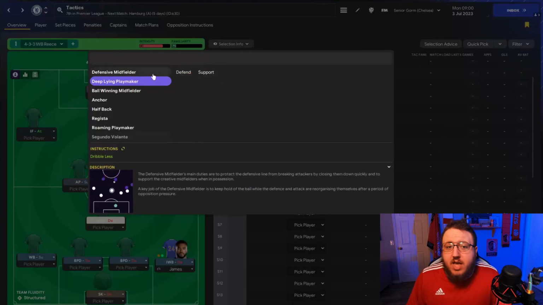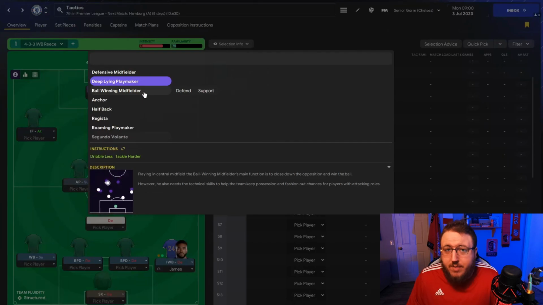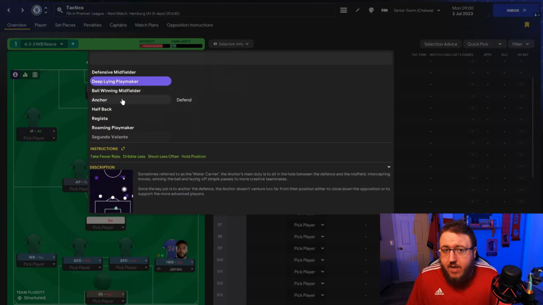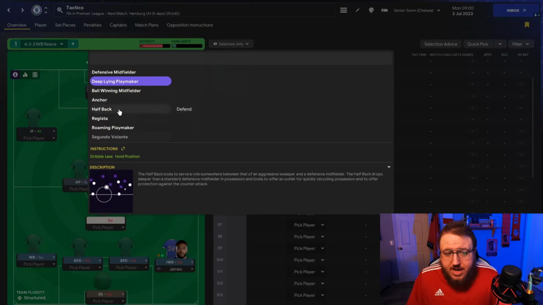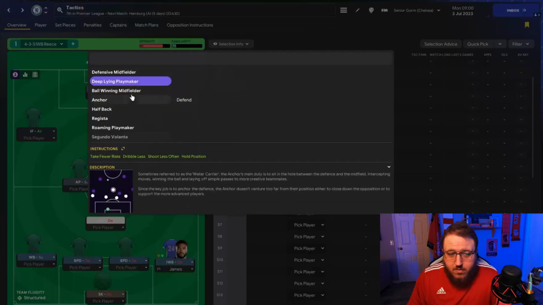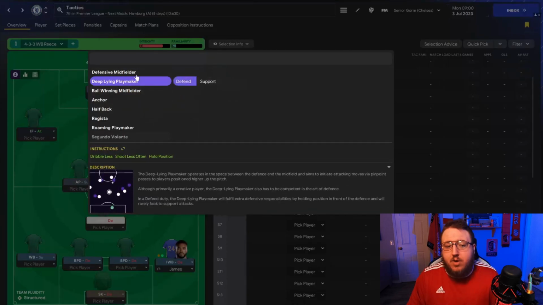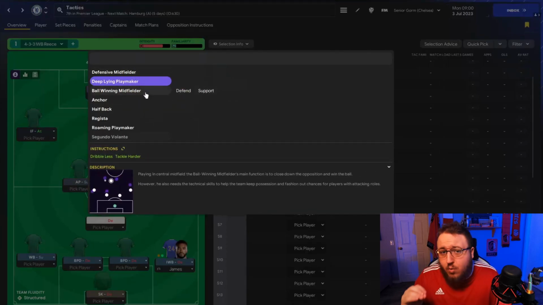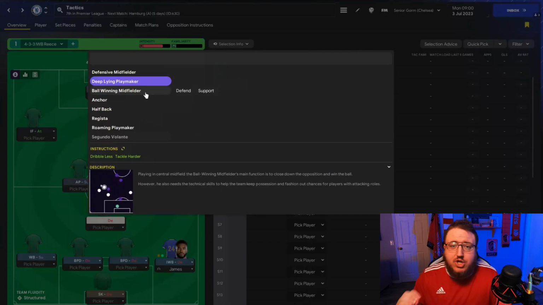It can 100% replace a defensive midfielder or even a ball winning midfielder, maybe even the anchor. The only one I don't think that it can really replace is the halfback, because that halfback likes to drop in between the central defenders. So that is the one thing that the inverted wingback on defend really can't do. So these first four right here, the anchor, ball winning midfielder, deep line playmaker, and defensive midfielder, it can 110% do the job of all four of them.